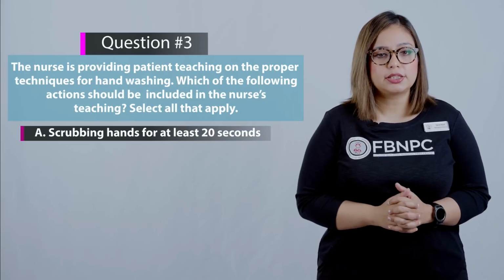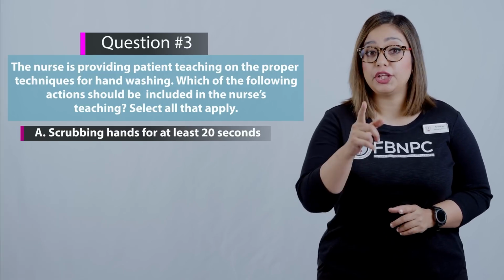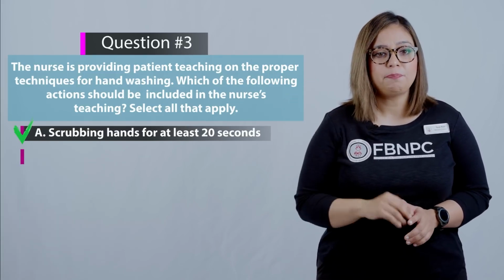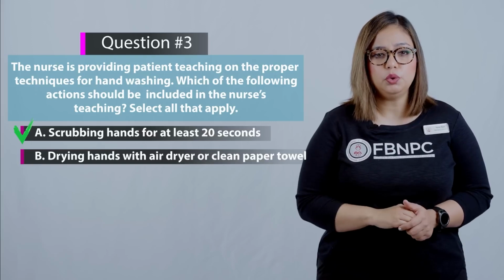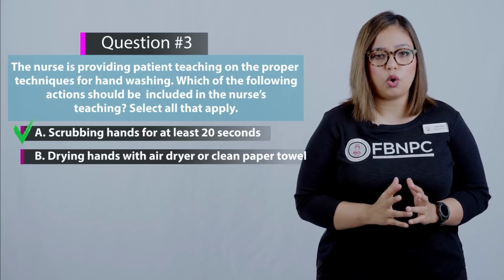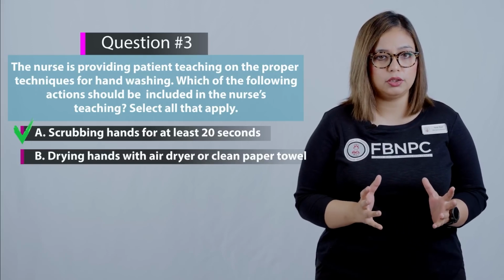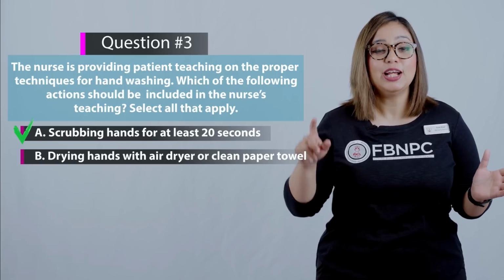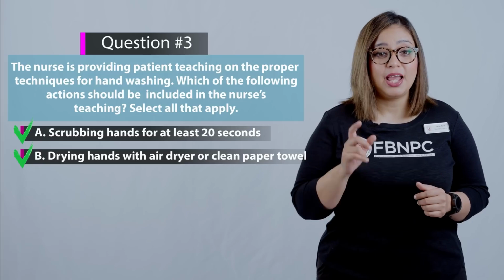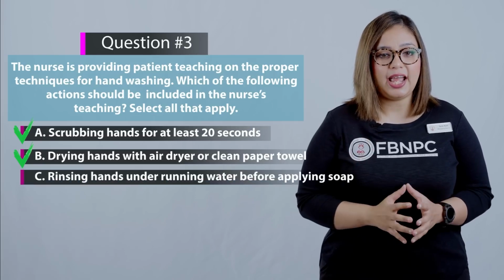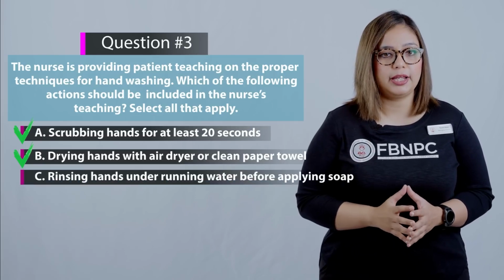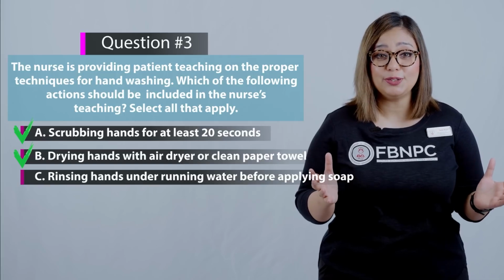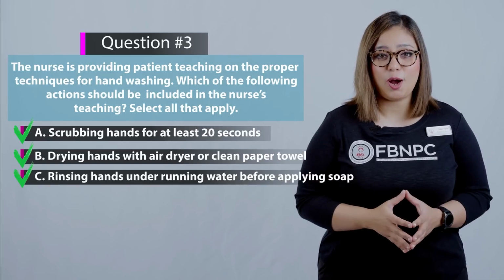Statement number A, scrubbing hands for at least 20 seconds. And you guys know you learned it. This is absolutely correct, so put a check mark beside it. Option number B, drying hands with air dryer or clean paper towel. Did you guys learn that in the video as well? Yes, so that is also correct. Put a check mark beside it. Option number C, rinsing hands under running water before applying soap. That is also appropriate technique. You guys have learned that too. So yes, C is also a correct option.